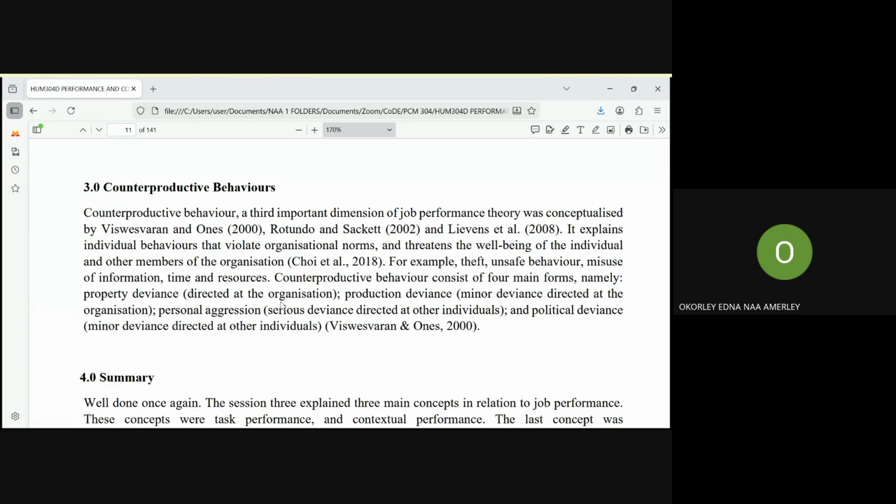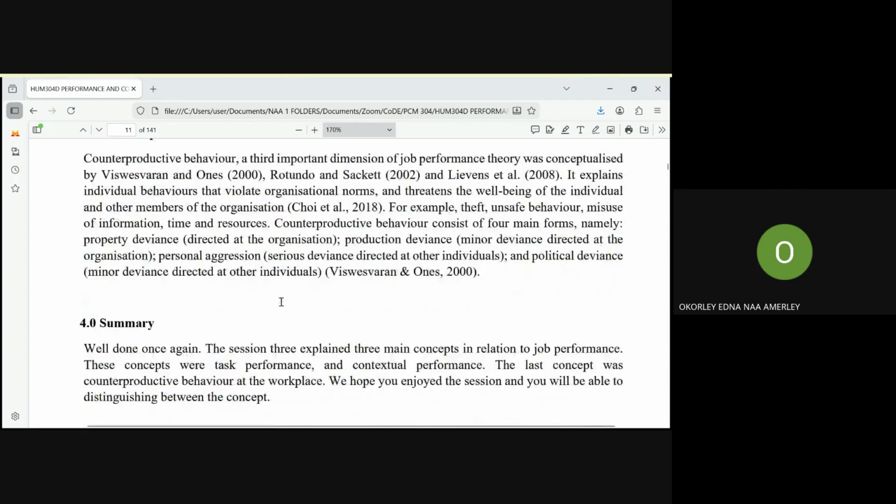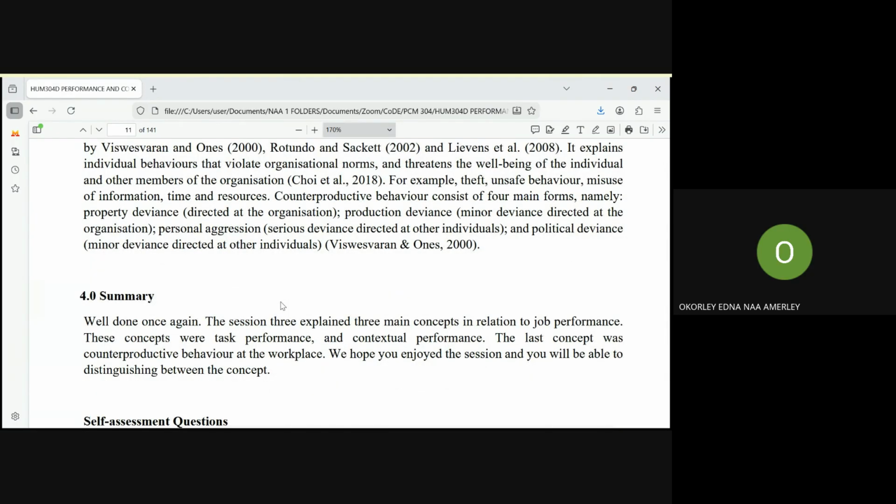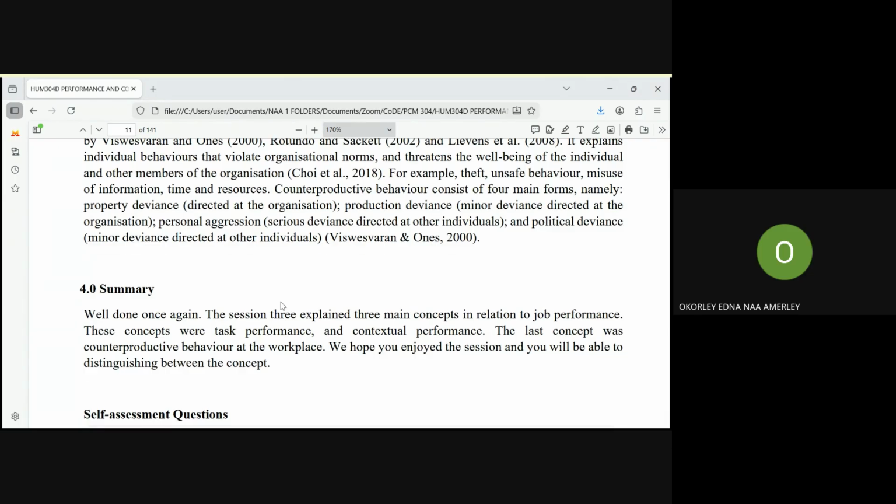So counterproductive behaviors are a minus to task performance and organizational citizenship behaviors. So, hooray, we have finished session 3, and we have seen 3 main concepts in relation to job performance. These are task performance, contextual performance, and we have seen the other name for contextual performance being organizational citizenship behavior. And then we have also seen counterproductive behavior in the workplace.